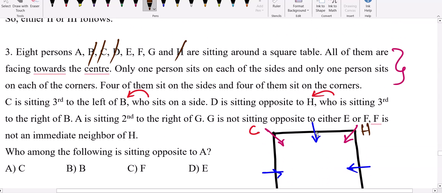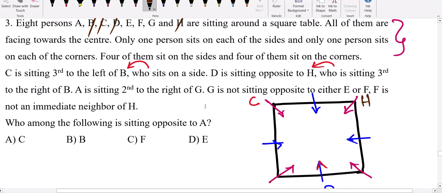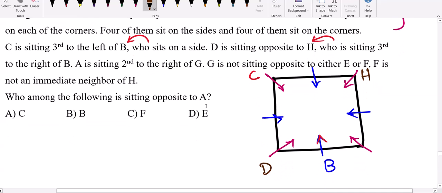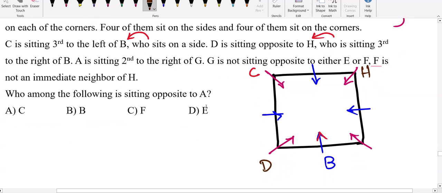Okay. Next one. A is sitting second to the right of G. Now I have to do trial and error to see where I can accommodate A. G is first of all. I have to put G in such a way that the second to the right of G is A. If I put G here, the second right is H. Not possible. So G can be here or here only.